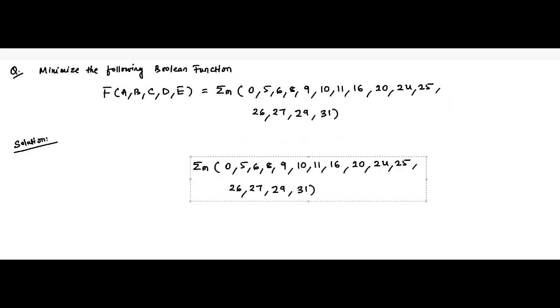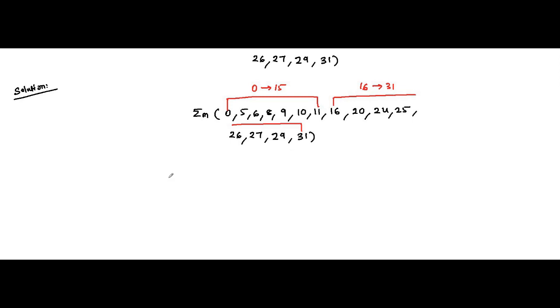If we take this Boolean function, then here we have from 0 to 11, it comes in the range of 0 to 15, and then here from 16 to 31, it comes in the range of 16 to 31, these values. So two separate K-maps will be there. First we have to draw the K-maps and then split it into two parts as we have done here. We'll map them and then we'll minimize it. So first let us draw the K-map.